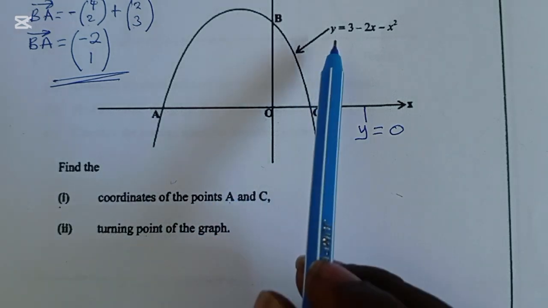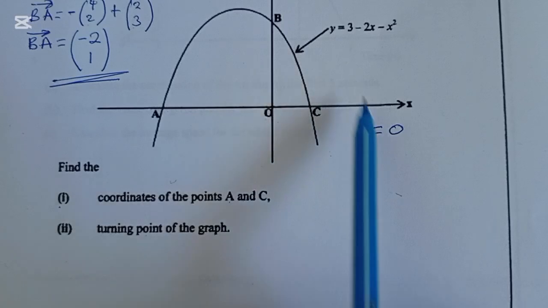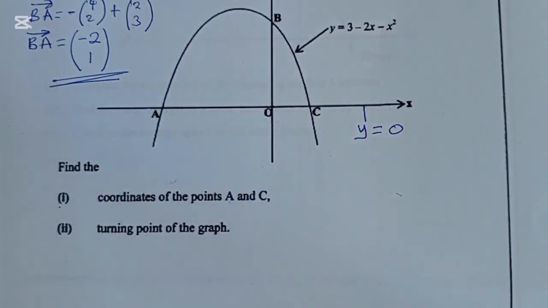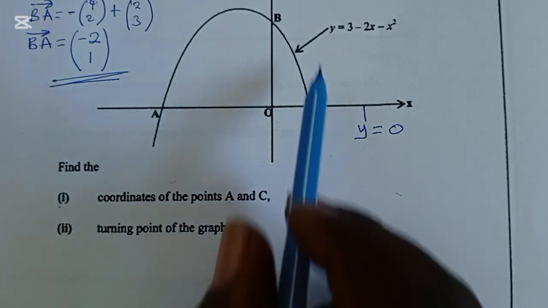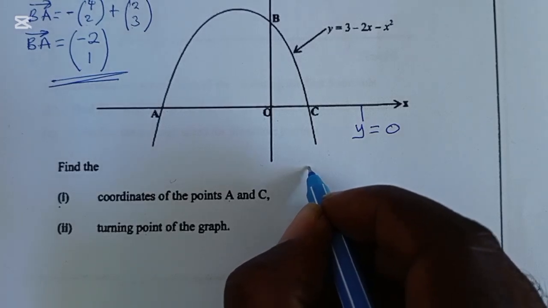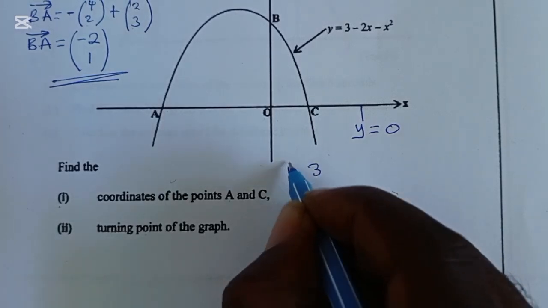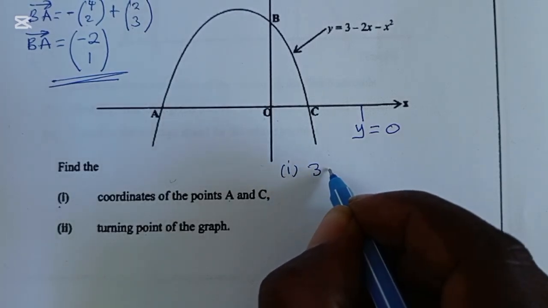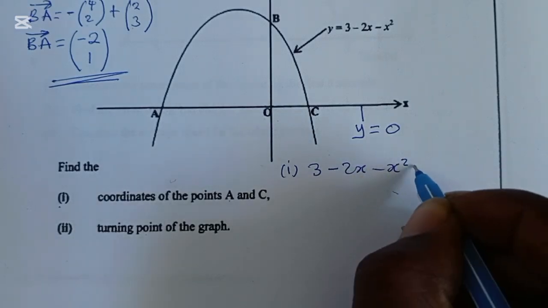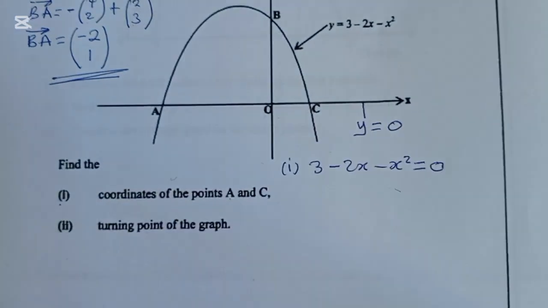So on the x-axis, y is equal to 0. So in this formula where there is y, I'll put 0 so that I find the values of x, which are A and C. So where there is y, I'll substitute 0. So it is going to be 3 minus 2x minus x squared is equal to 0.